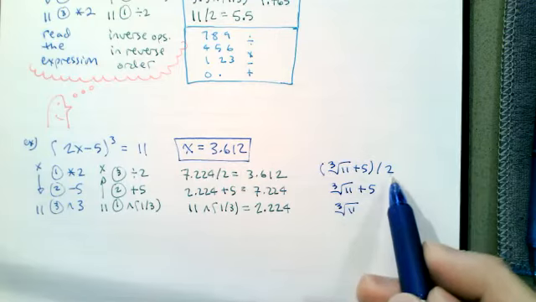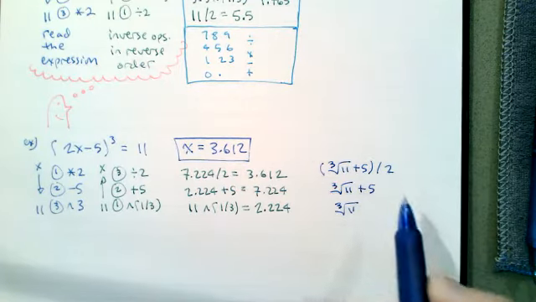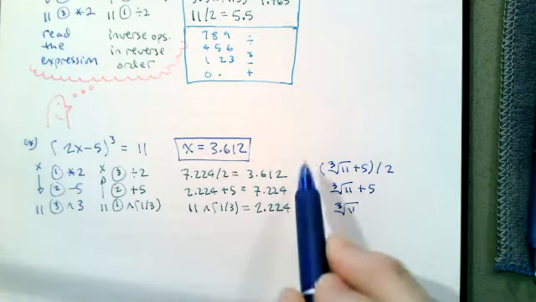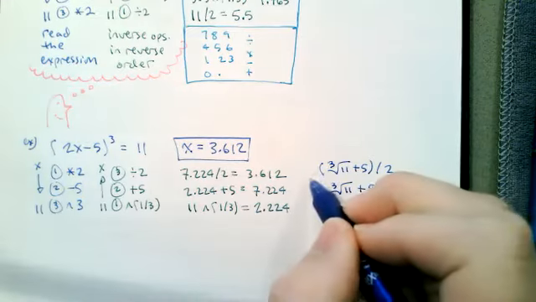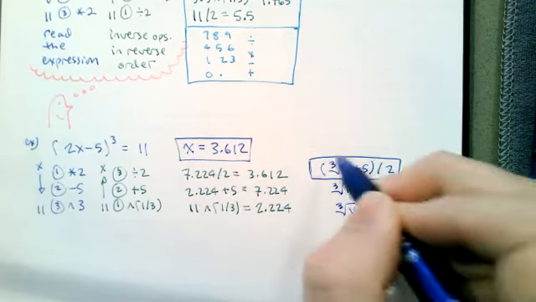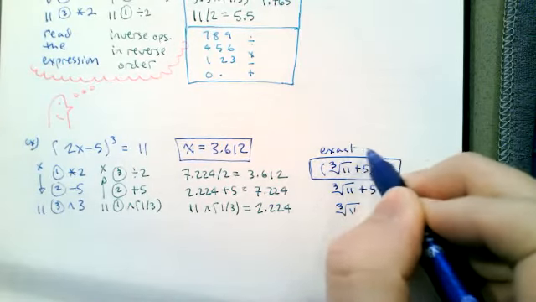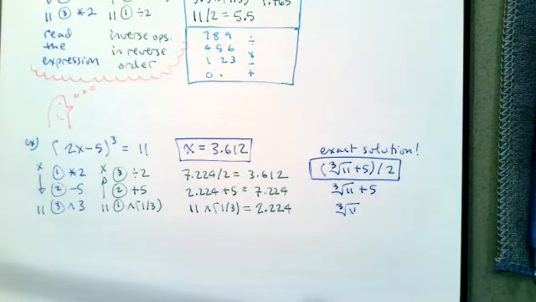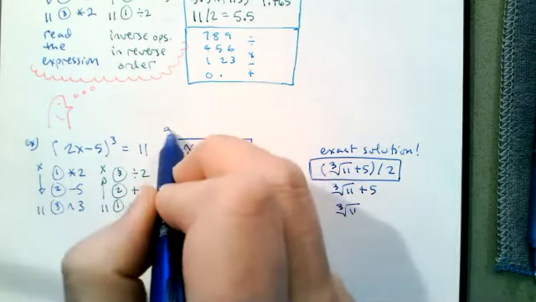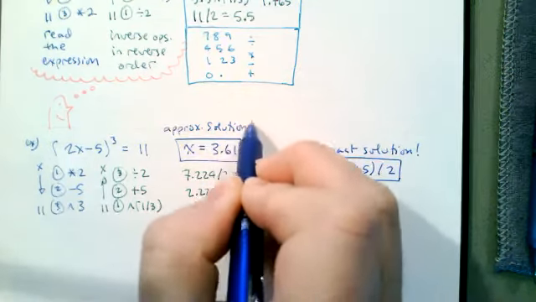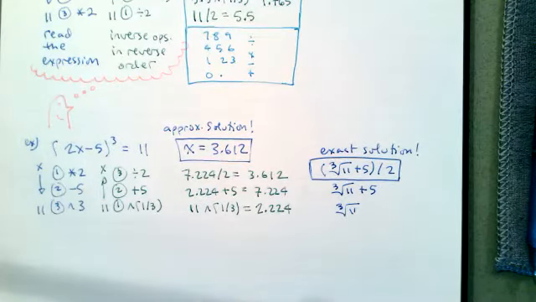We could say that this is the exact value of the solution. The 3.612 is an approximation to the nearest thousandth. This is the exact value of the solution. And then the 3.612 is an approximate solution, rounded to the nearest thousandth.